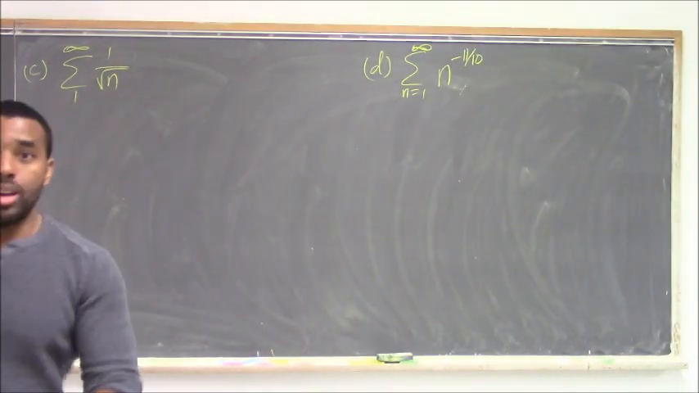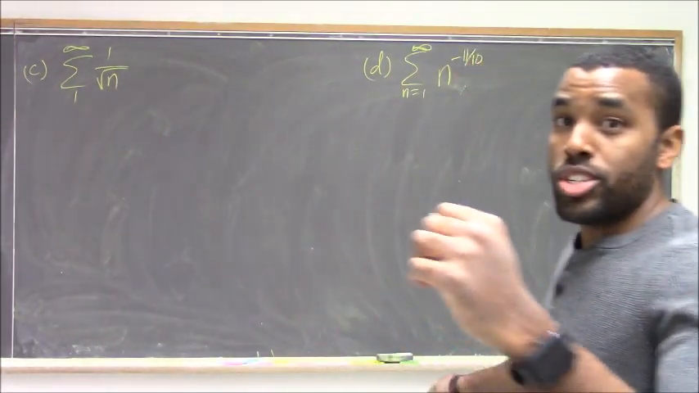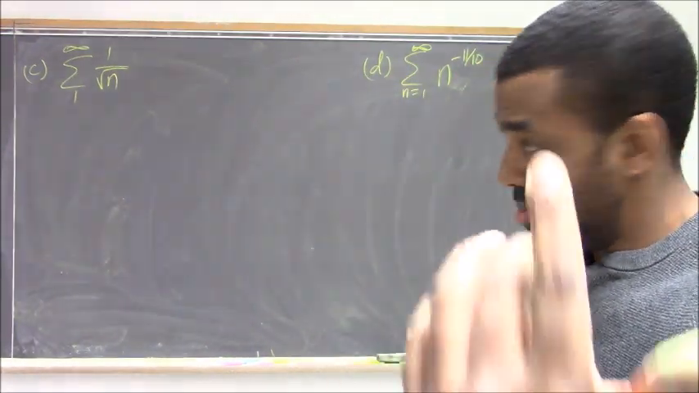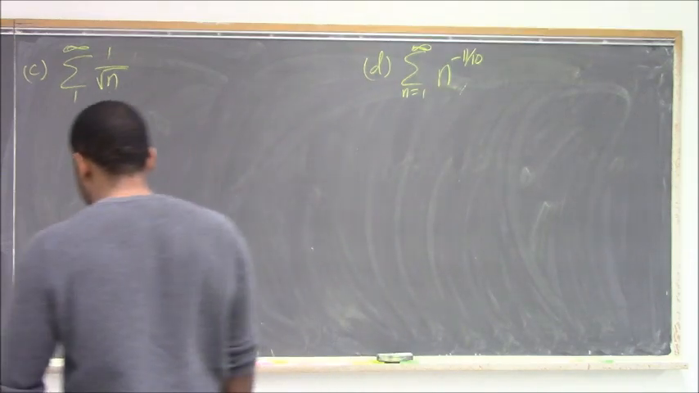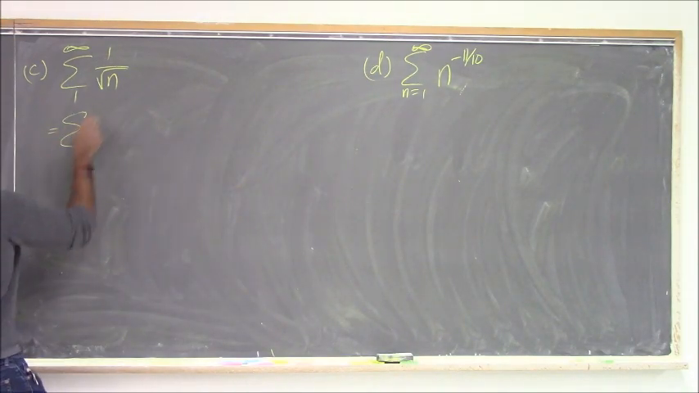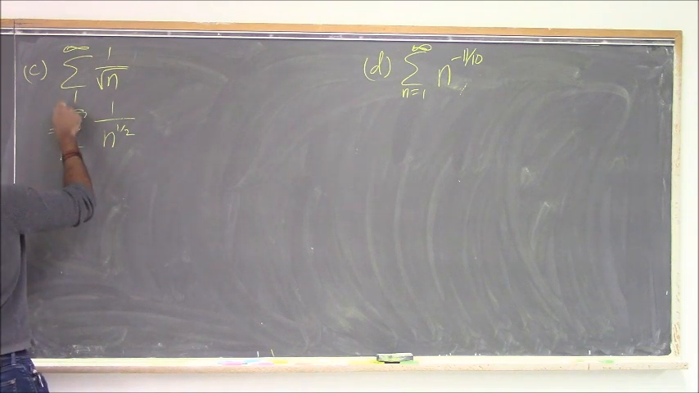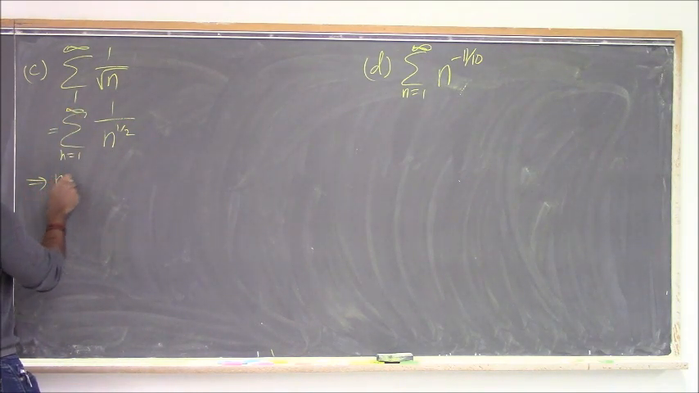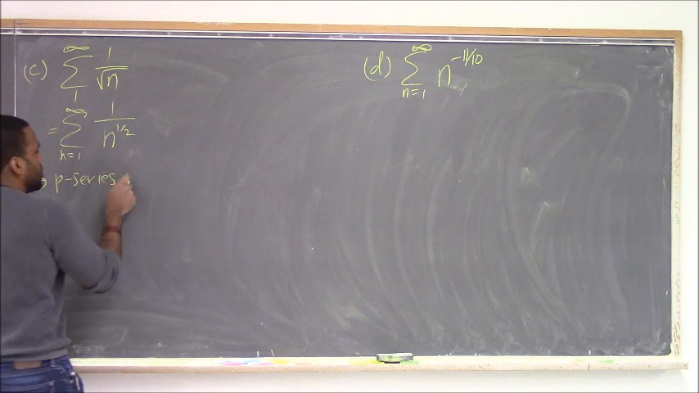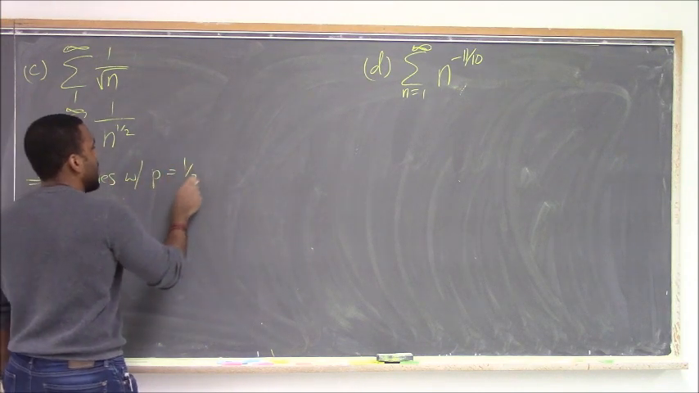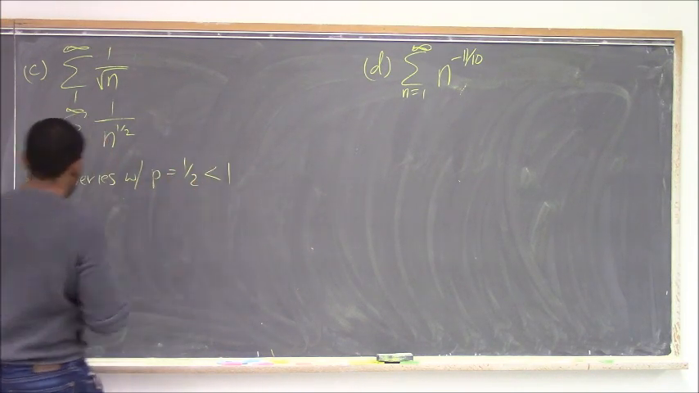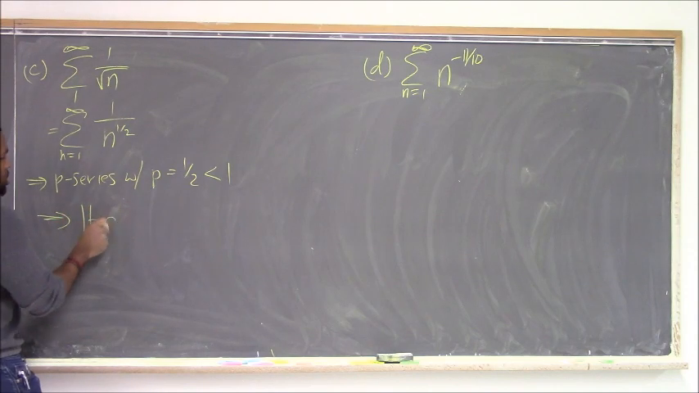Tell me about this one. Converges or diverges? That's right, it diverges. How do we know? Well, I can write this as n to the 1/2. This means it's a P-series with P equals 1/2, which is less than 1. This means it diverges.